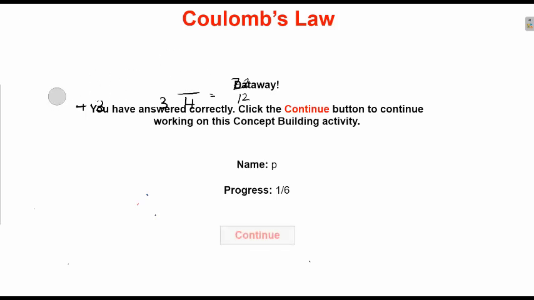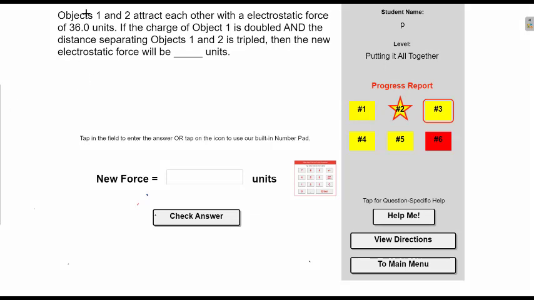All right, we'll do one more. Okay, objects 1 and 2 attract each other with electrostatic force of 36. F is equal to 36. Charge of object 1 is doubled, so that doubles the force. And the distance separating object 1 and 2 is tripled, so that means it goes down by a factor of 9. All right, so 36 times 2 divided by 9, 72 divided by 9, and that equals 8.